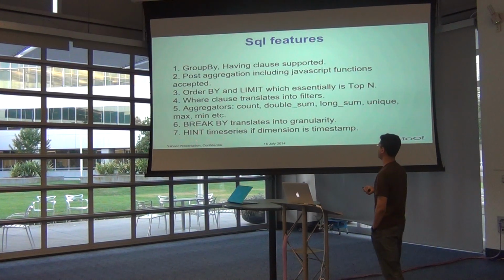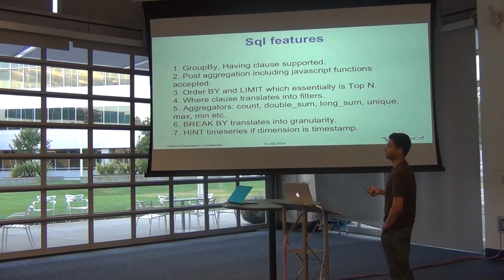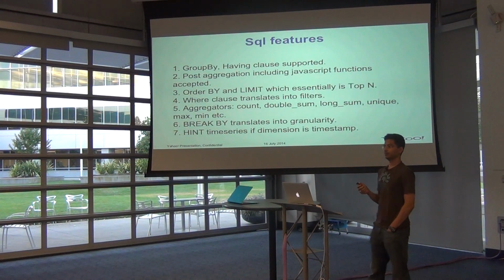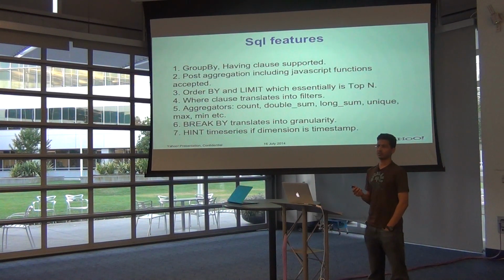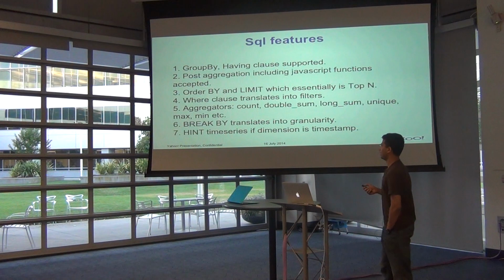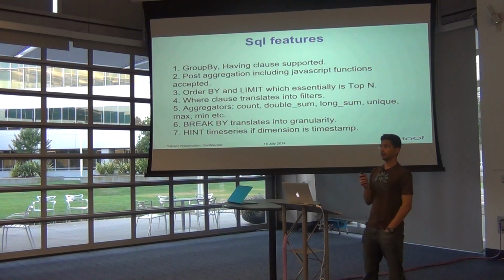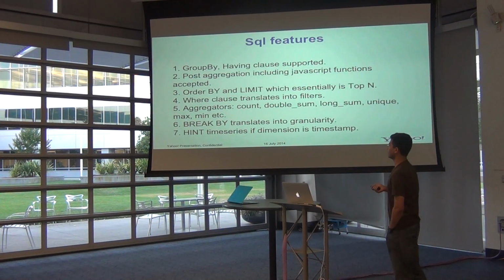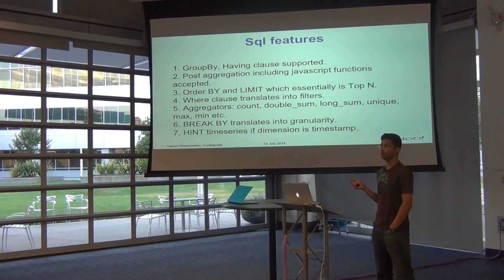And then finally, there is time series. Time series is nothing but a group by query, but it's just ruled by a time series dimension. Druid is optimized for time series rather than group by. So technically, you don't need to say time series, but if you do, Druid knows that it has to do a time series and it is more optimal.